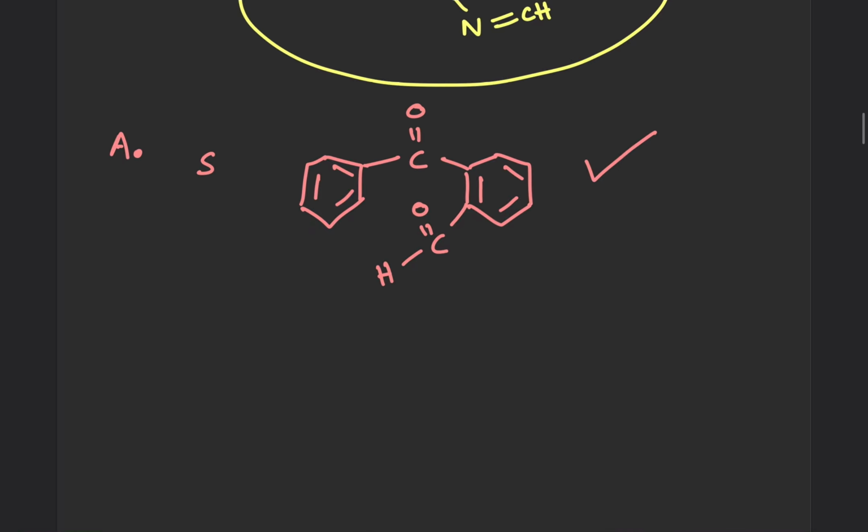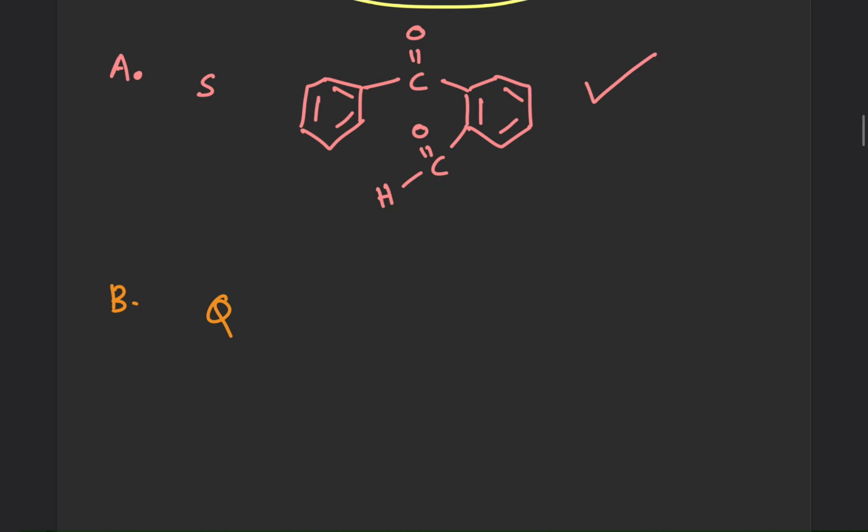Now coming to statement B. Statement B says that Q on treatment with Cl2 excess in the presence of UV gives gamma-xane. Okay, so Q is our benzene ring. In presence of sunlight, benzene adds 3 molecules of chlorine to form benzene hexachloride, that is BHC, or gamma-xane. It is also known as gamma-xane.